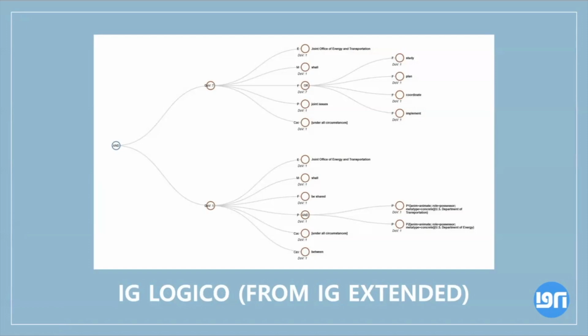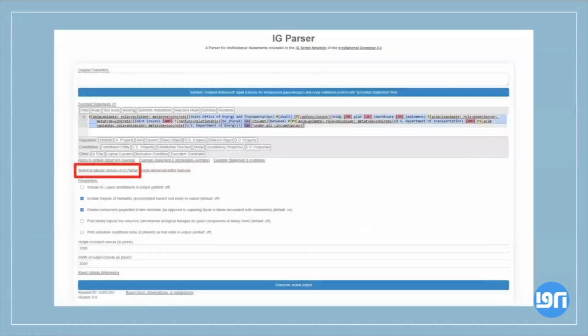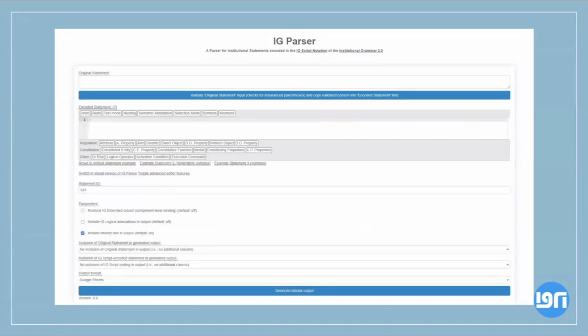If you want to generate a tabular output for your coded statement, you can do so in one of two ways. If you're already on the visual output screen, you can simply click Switch to Tabular Version of IG Parser, and then generate the output. Or you can navigate to the Tabular Output screen.